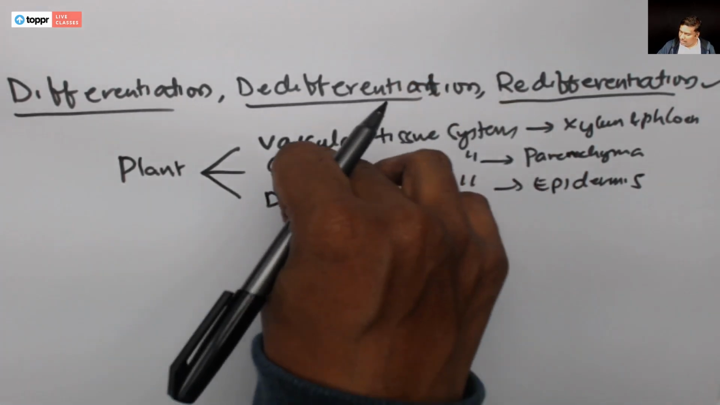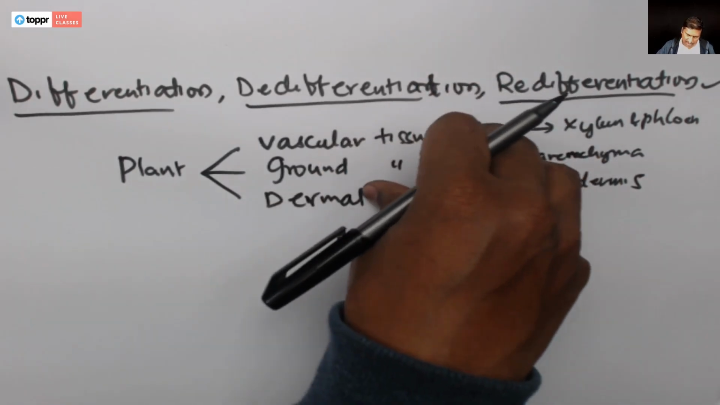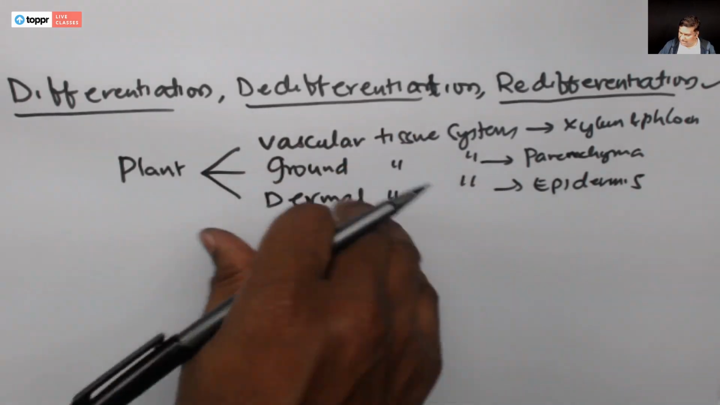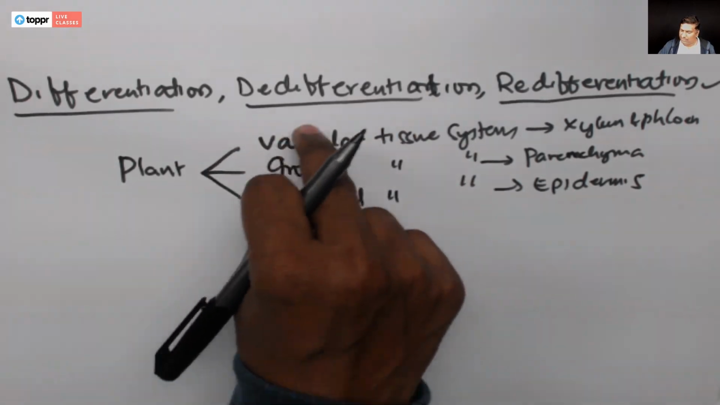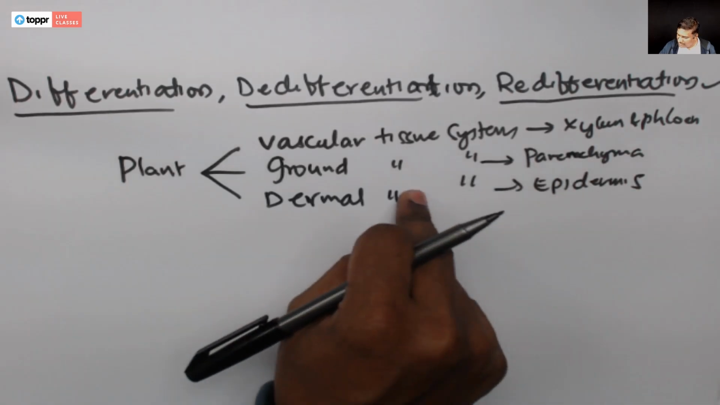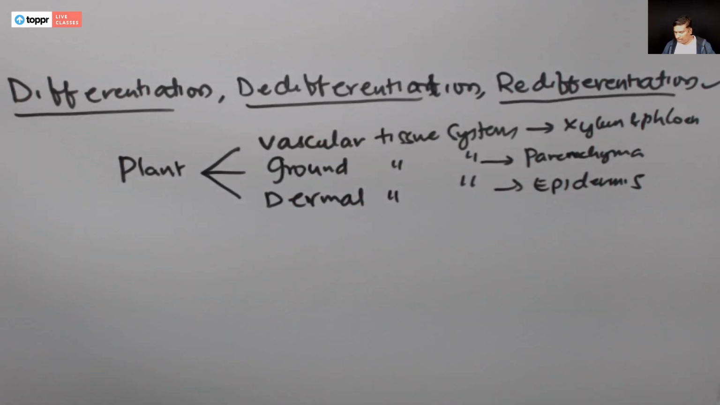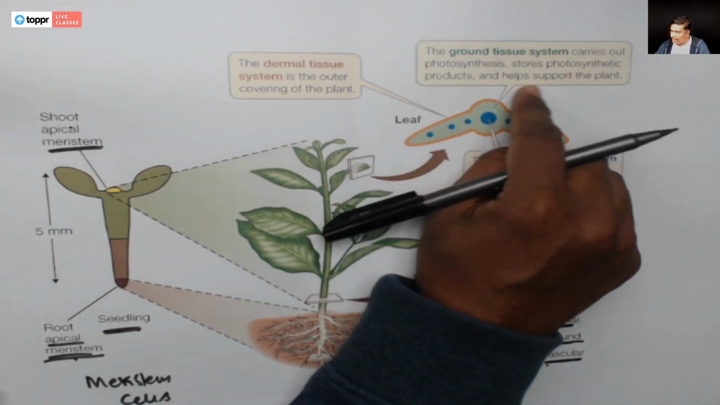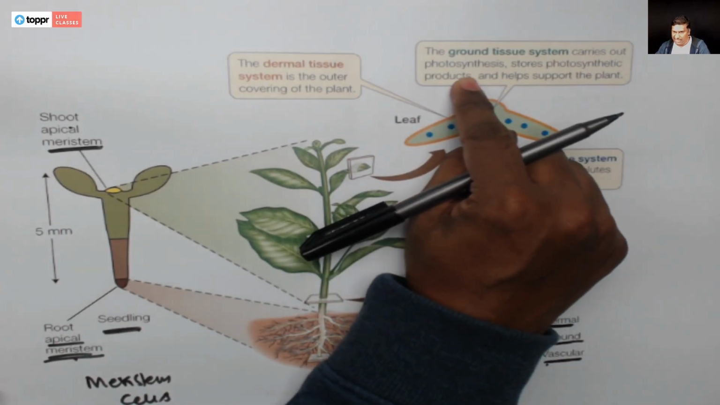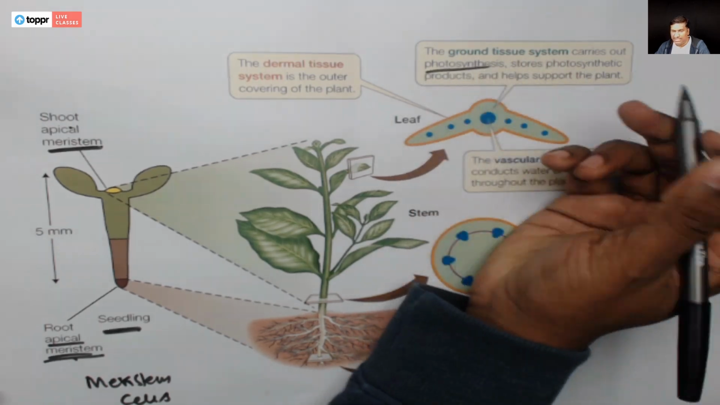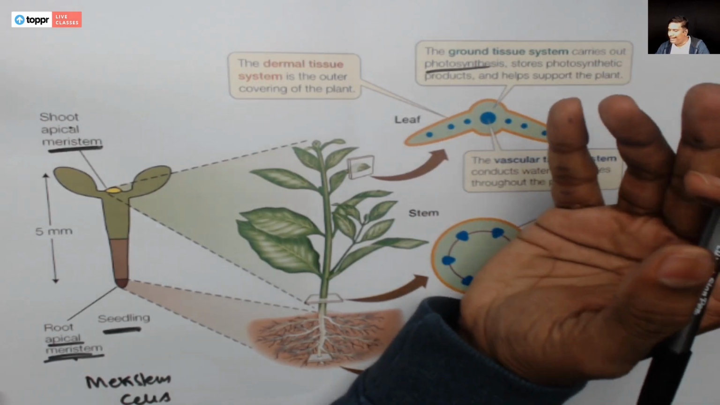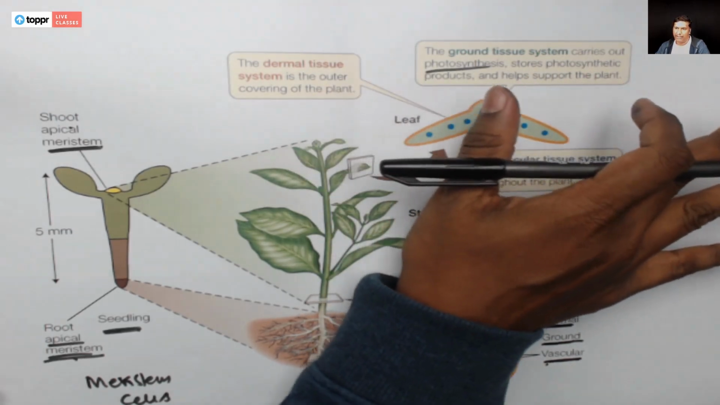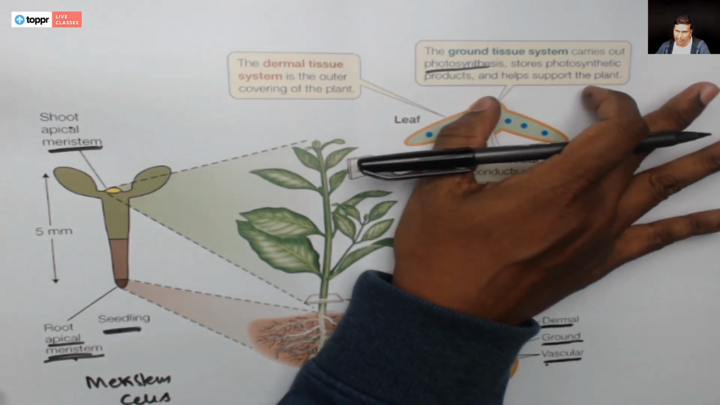Dermal is the outermost layer, and the vascular tissue system will be somewhere in the middle, or distributed in the space in between. The ground tissue system will fill all the other spaces between the vascular tissue system and the dermal tissue system. In the ground tissue system you have cells which can carry out photosynthesis or store food materials. That's the role of the ground tissue system, and it also provides support to the plant.